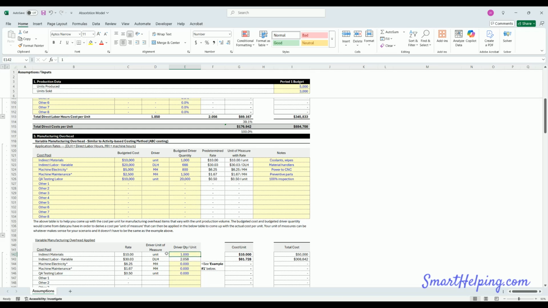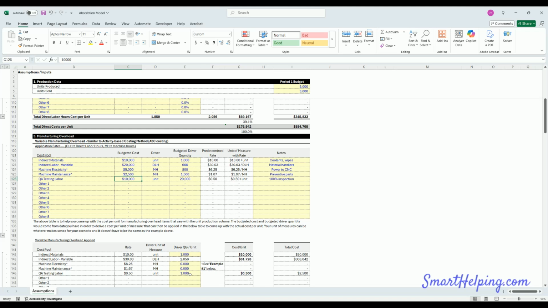Okay, so there's no need to change or convert this to anything else. The rate is just $10 per 1 unit produced. And then same with the last one, 50 cents a unit based on this. In this, you're saying you can get 20,000 units inspected for $10,000.